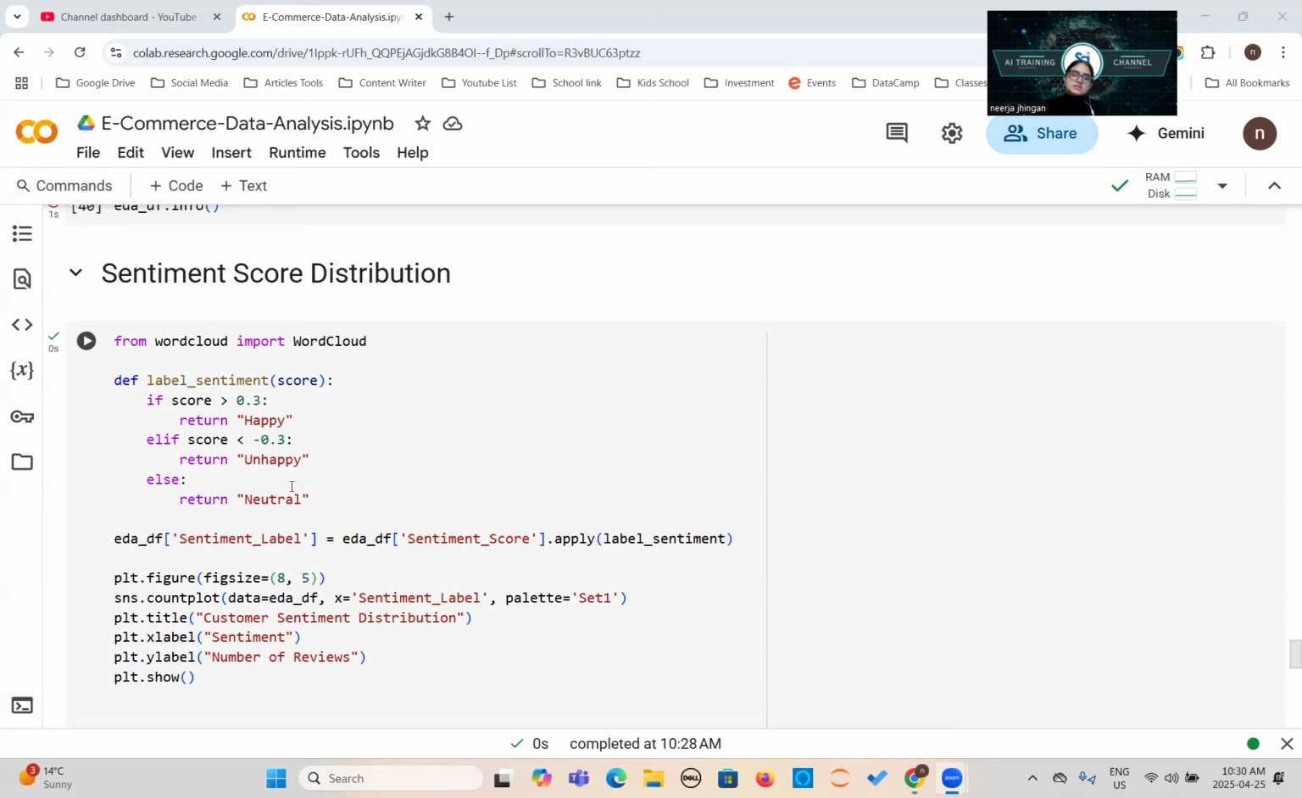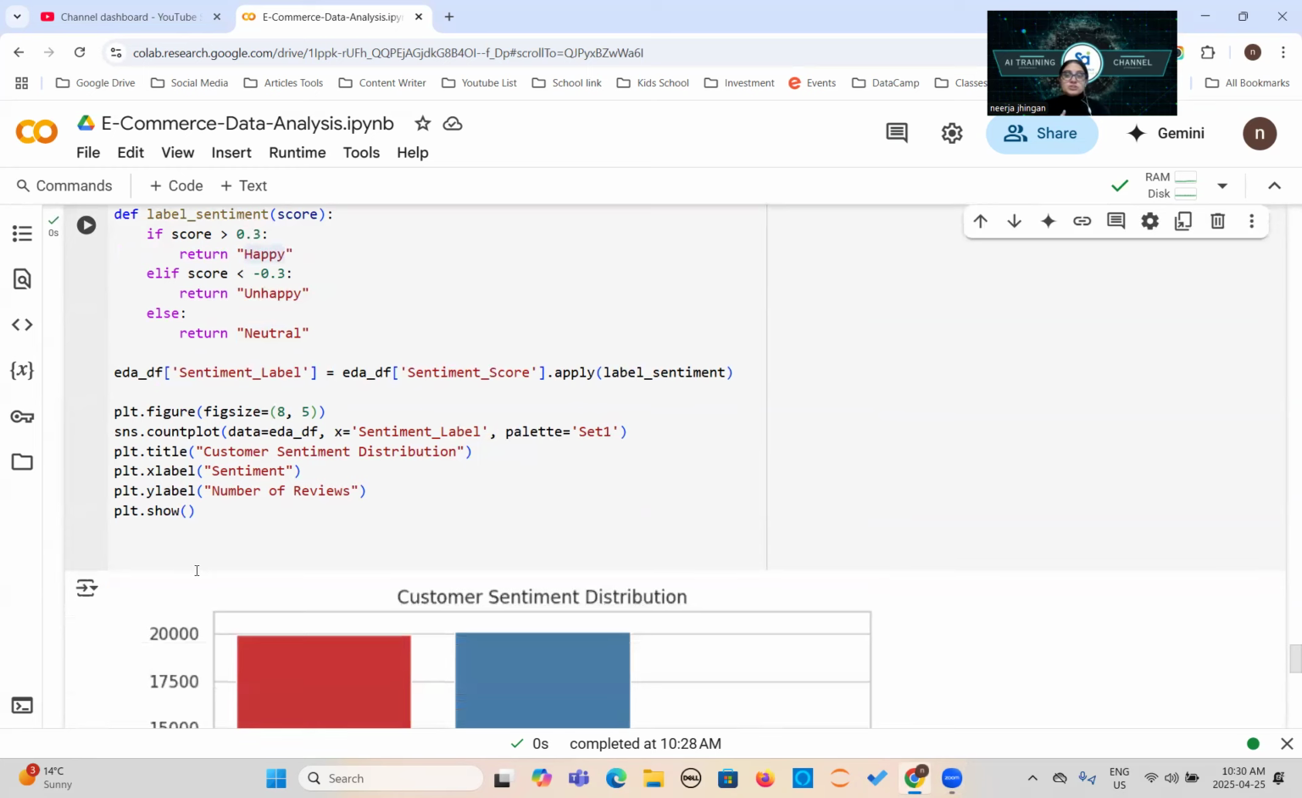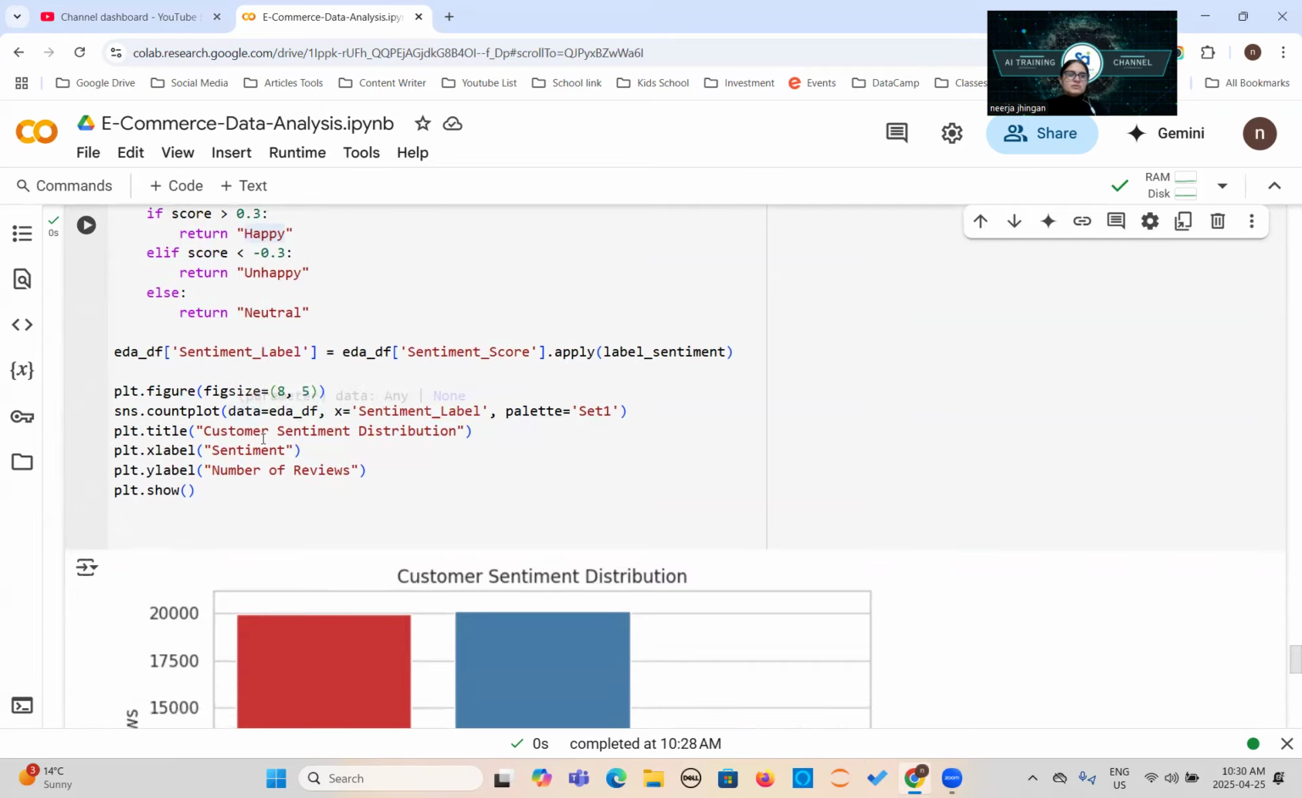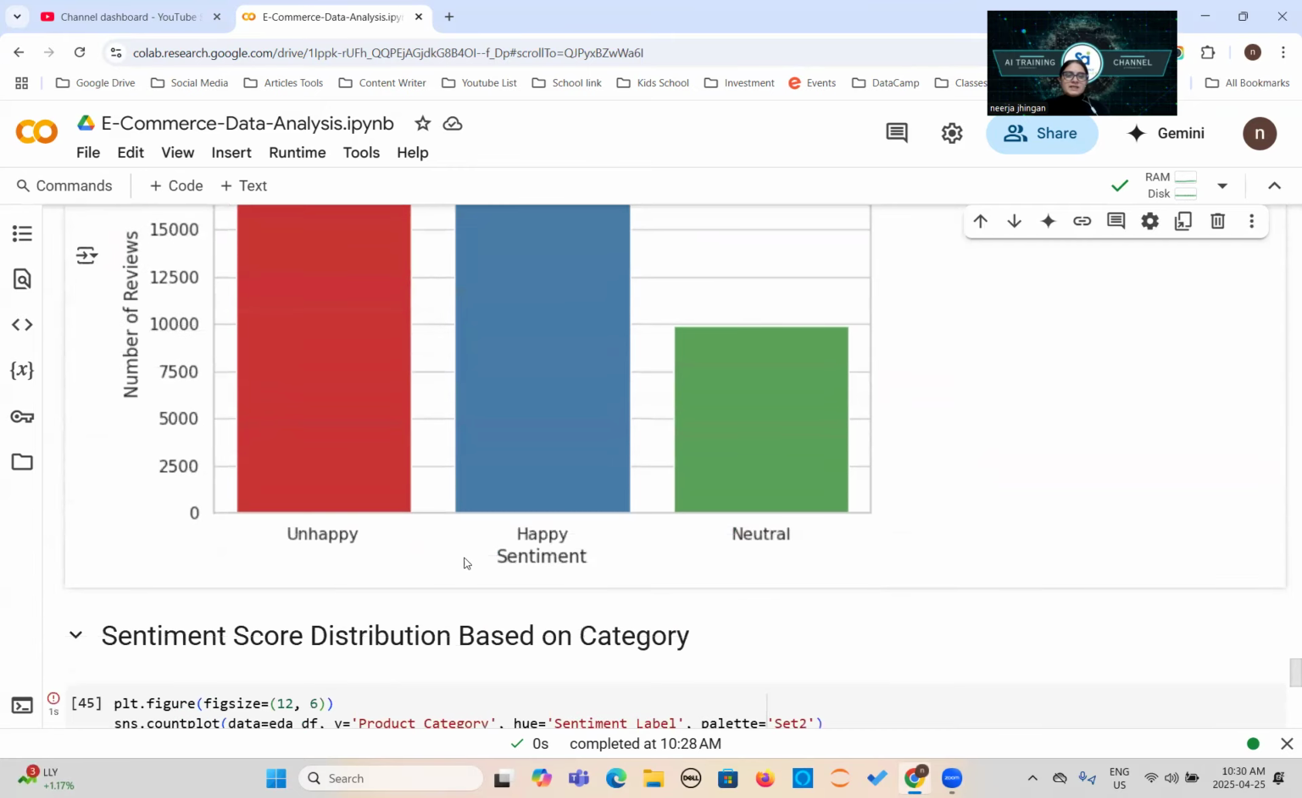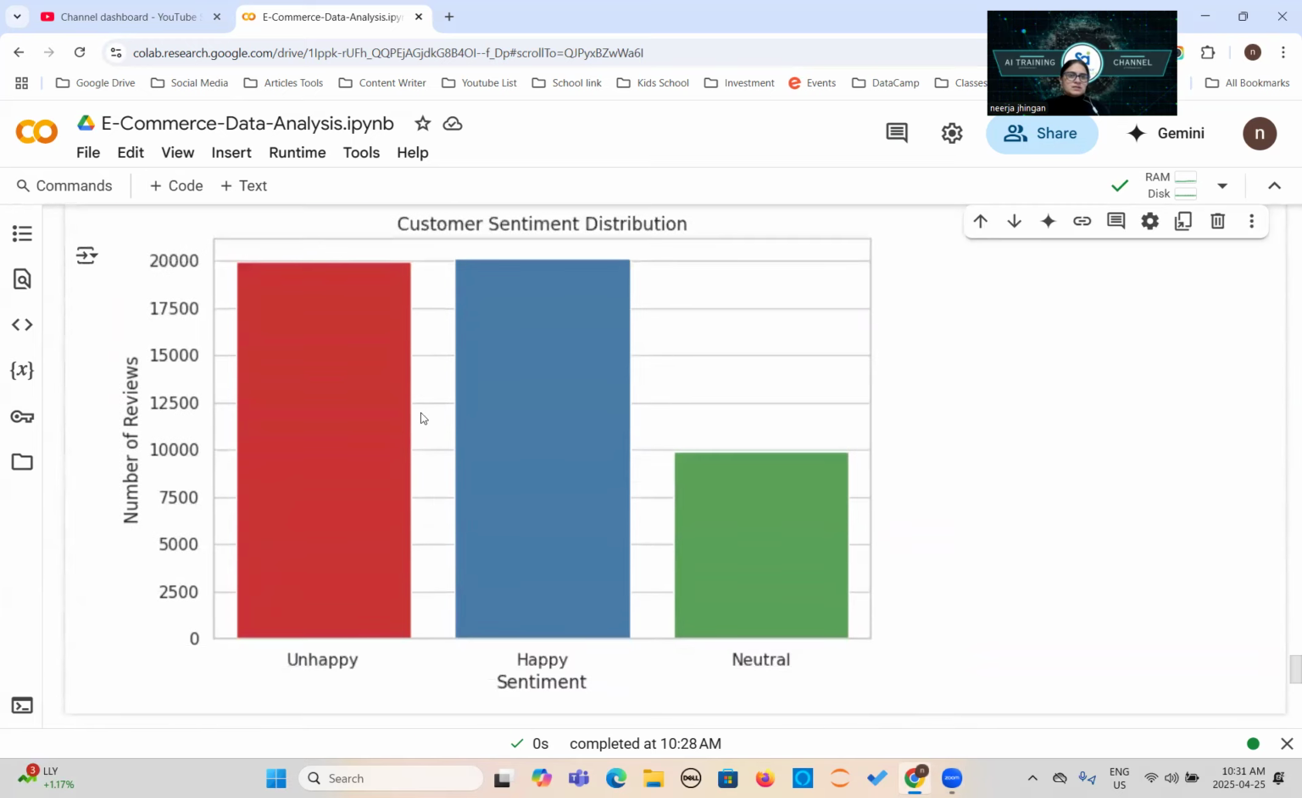You can also create a custom function and change these words to whatever you want to keep. This is for our graph, so the stakeholder can understand the graph clearly. Here we have a sentimental label and sentimental score. We will apply this method, and then plot the count plot. Now look at this: unhappy, happy, or neutral. We can see the happy customers are above the unhappy, the neutral count is lower, but mostly the unhappy and happy customers are almost at an equal level, right?